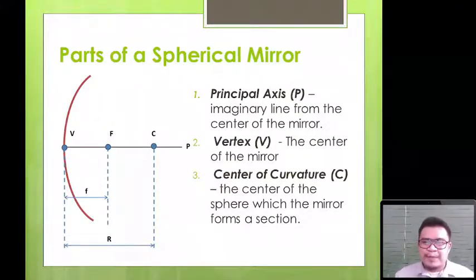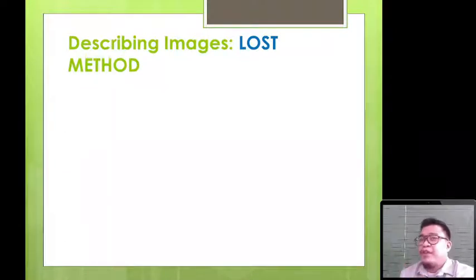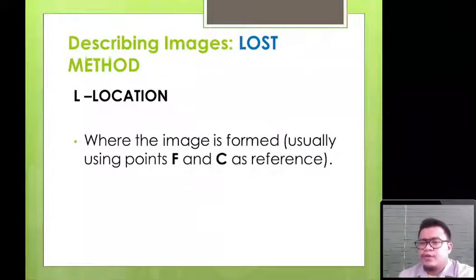Okay? So, let's focus right now on ray diagram formations. When we describe images in the ray diagram, we refer to this technique, which I will call the LOST method. I am not the original author of that method, but I just found this in the books. So, we usually call it the LOST method. Why is it called LOST? Because L stands for location. When we describe the location of the image, that is where the image is formed, we usually use the reference points F and C in the diagram.